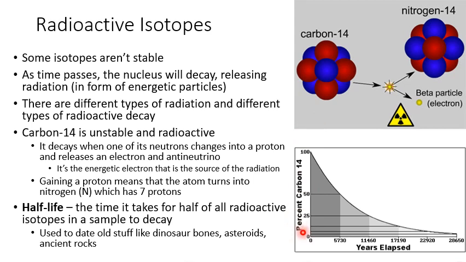So if you start off with 100% of the carbon-14, all of the carbon-14 that you start off with, and you wait that 5,730 years, now you're going to have 50% left. If you wait 5,730 years again, you're going to have 25% left. If you wait 5,730 years again, you're going to have 12.5% left, and so on and so forth. So if you measure how much you have left, you can figure out how many half-lives have elapsed, and how long it has been since you had your full amount of carbon-14, and that will tell you when that object was created.